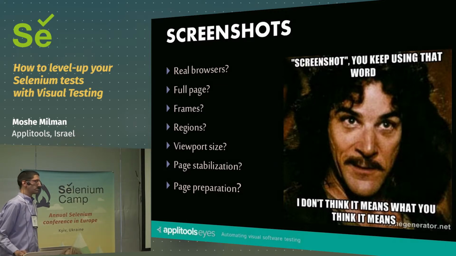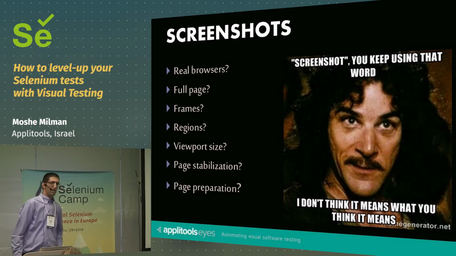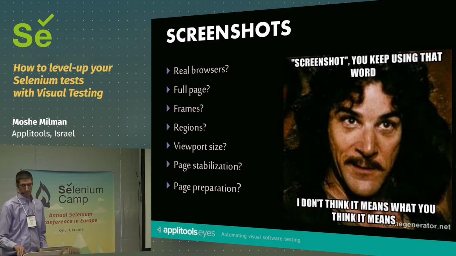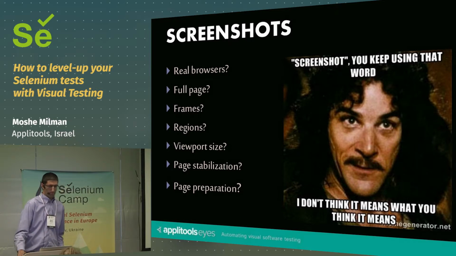If you have iframes on your page, the frame might have a scroll bar and part of the frame might not be visible when you open the page. So some of the tools also allow you to capture screenshots of frames, just scroll the frame and again stitch the content so you get a full page screenshot for the frames as well. Regions: if you don't want to test the full page, you can just provide CSS selectors or XPath and only test specific elements of the page. Viewport size, different sizes, that's also something to take into consideration.